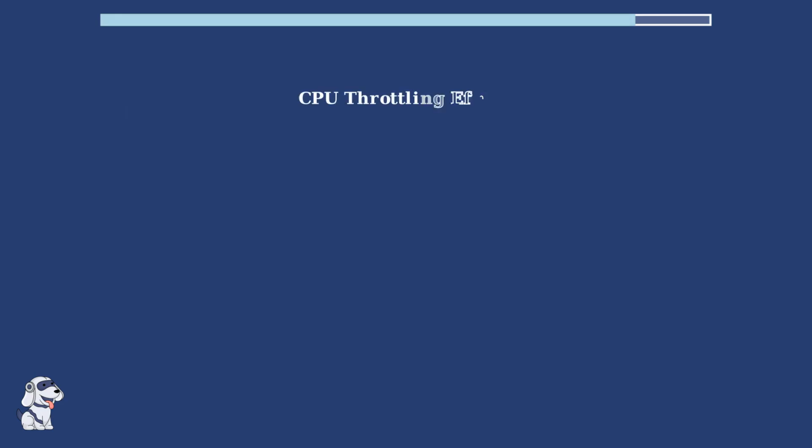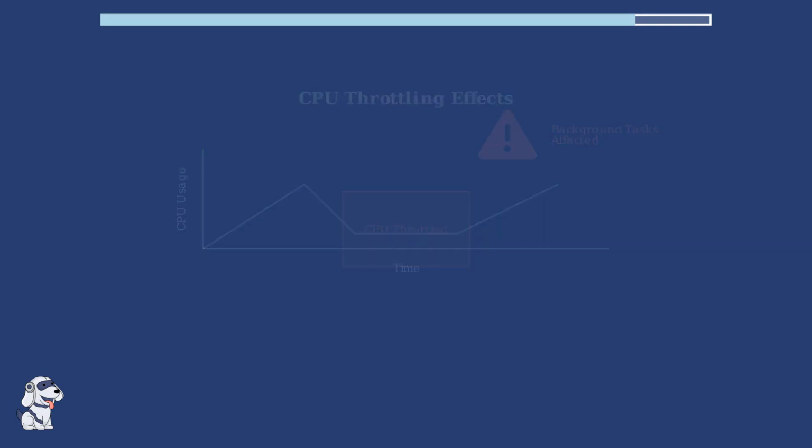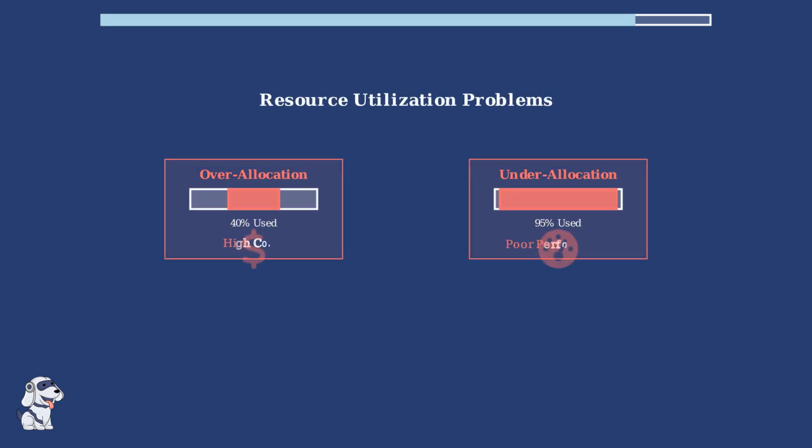CPU throttling presents another significant challenge. When containers are idle, Cloud Run throttles CPU resources, which can severely impact background tasks and scheduled operations. Resource overutilization or underutilization creates significant problems. Overallocation wastes money on unused resources, while underallocation degrades performance and user experience.